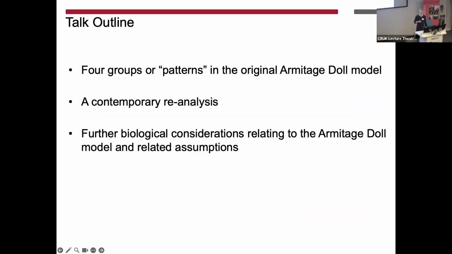So what I'm going to do in this talk is very much come at the original Armitage model with the perspective of somebody with a biological clinical angle who is very biostatistically ignorant. I'm going to start by summarizing what I saw as the 4 different patterns in the original Armitage model, and then describe a contemporary reanalysis that we did and published in the British Journal of Cancer a couple of years ago.